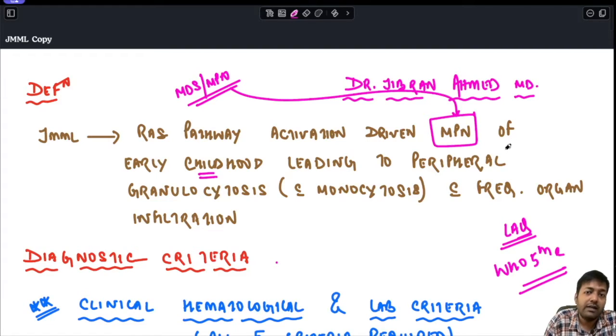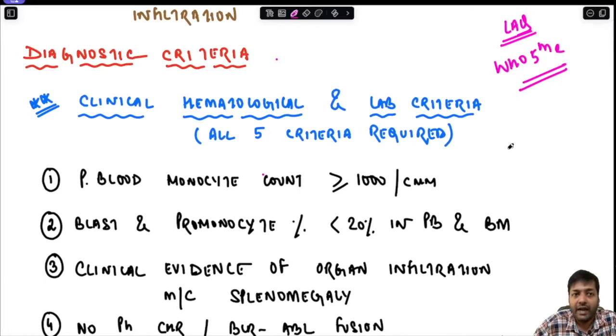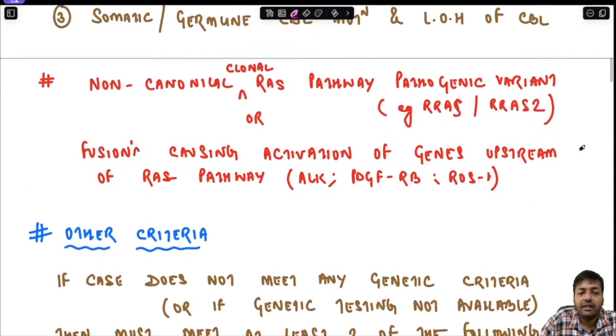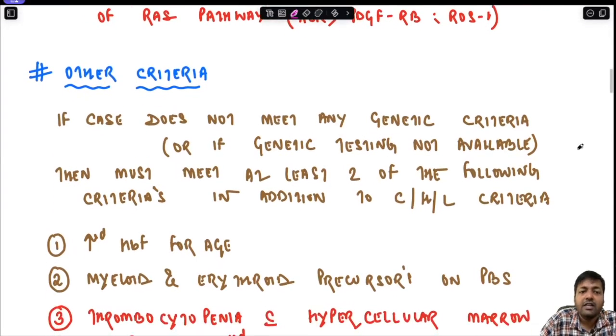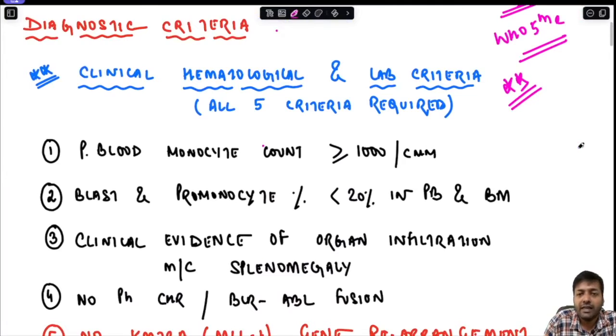So let us look at the diagnostic criteria of JMML. There are three important headings under the diagnostic criteria. Number one, the clinical, hematological and laboratory criteria, where all 5 criteria are required. Then there is a genetic criteria where 1 criterion is required, and there are other criteria as well. We will discuss each of them in detail. Now under the first heading, all 5 criteria are required for diagnosis.